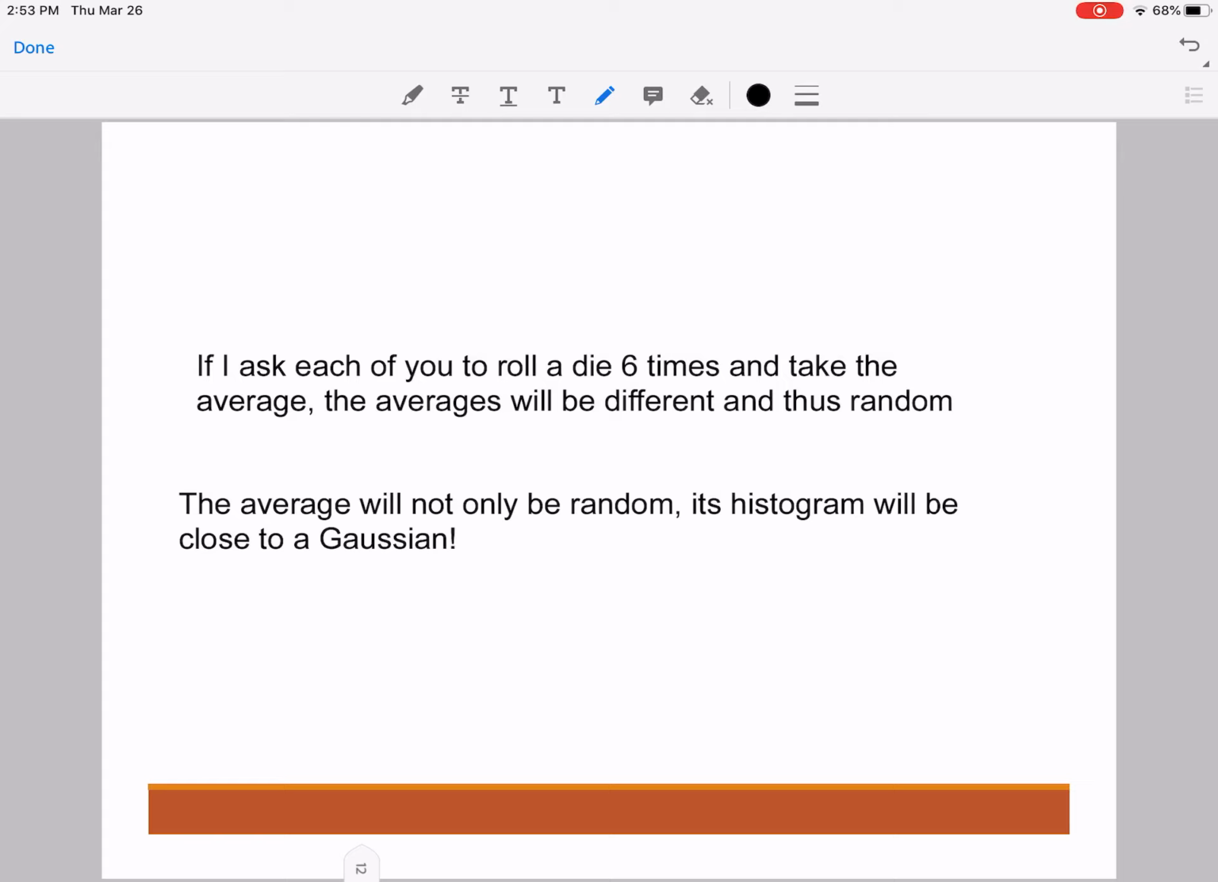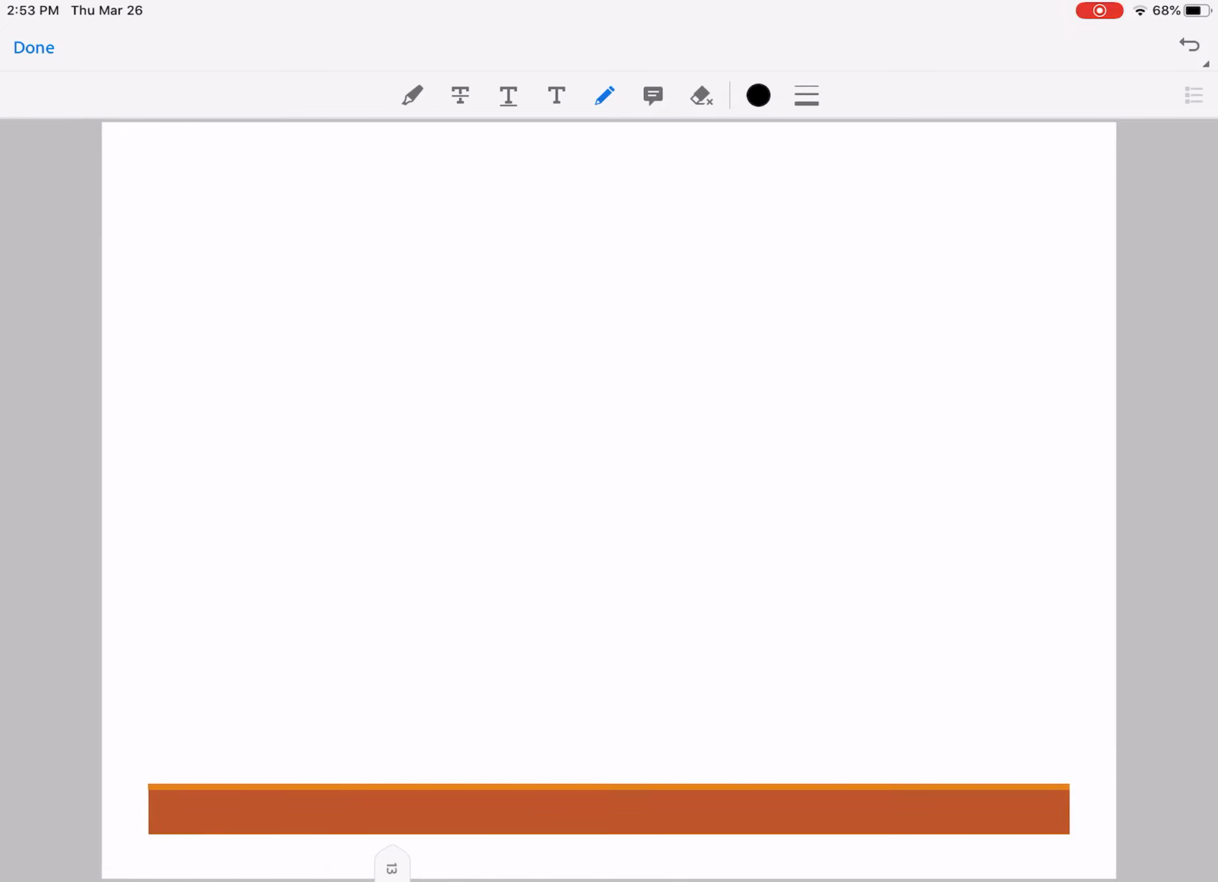Now I'm going to show you that those averages are going to be more or less different, meaning they are going to be random. Not only that, their histogram is going to be approximately a bell-shaped curve. So let me demonstrate that to you. I rolled the die first in order to get the ball rolling, or the die rolling. So I got the average value as 3.